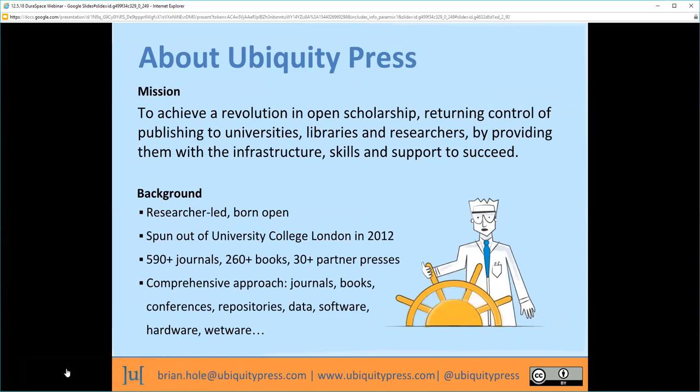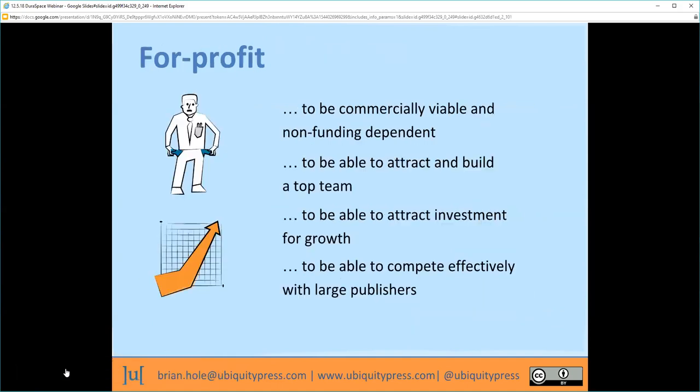And what we also do is we try to be as comprehensive as possible. So we don't just do journals and books. We also get involved in open conference publishing, open access repositories, data and software publishing, hardware, bioresources, and all of that kind of thing. So we're really trying to be an enabler for publishing the entire scientific life cycle of resources.